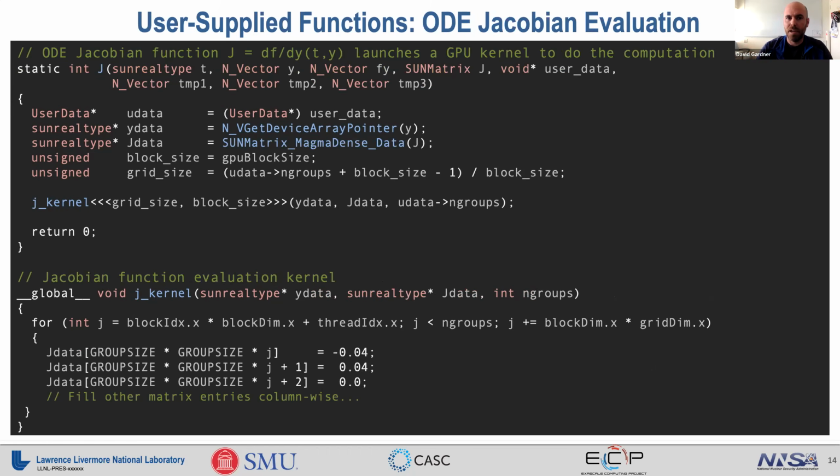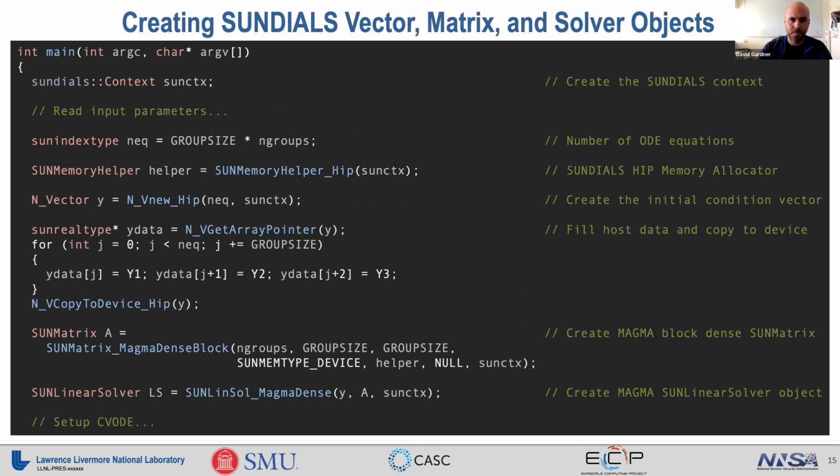Similarly, we're going to have to supply a callback function for computing the Jacobian. Like the right-hand side function, the callback function that's handed to SUNDIALS unpacks the user data, unpacks the vector and matrix data, determines the kernel launch parameters, and then calls some kernel to do the actual filling of the Jacobian matrix. That's what this J kernel does. It goes through and each thread fills in one block of the Jacobian. And so now we've got our user supplied functions.